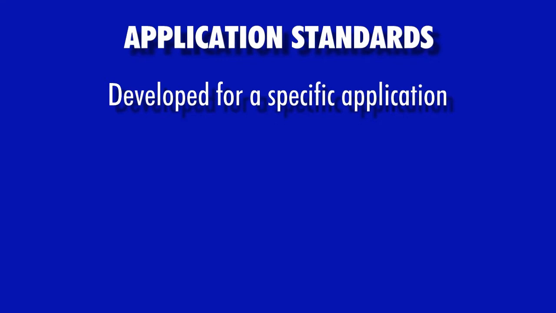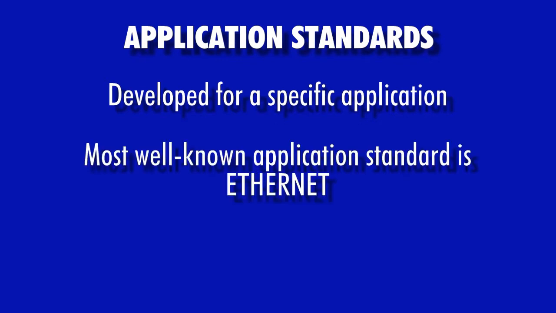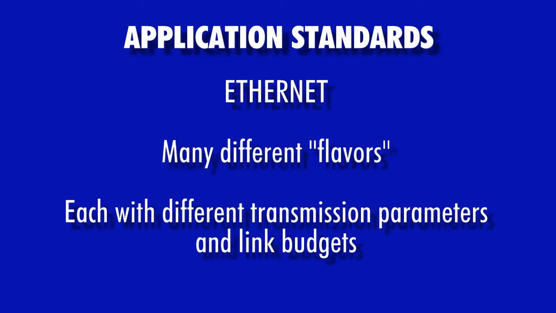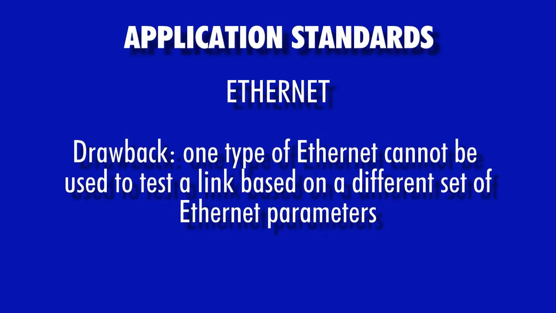Application standards are developed with only a specific application in mind. Ethernet is perhaps the most well-known set of networking applications in the information transport systems industry. There are many flavors of Ethernet, each with a different set of transmission parameters, and thus each with a specific link budget. The drawback to using an application standard would be that it can only be used to test a fiber for that one and only application, for example 1000BASE-SX. The advantage here is that any 1000BASE-SX link can be tested as long as the physical cabling does not exceed certain maximums, typically fiber length.